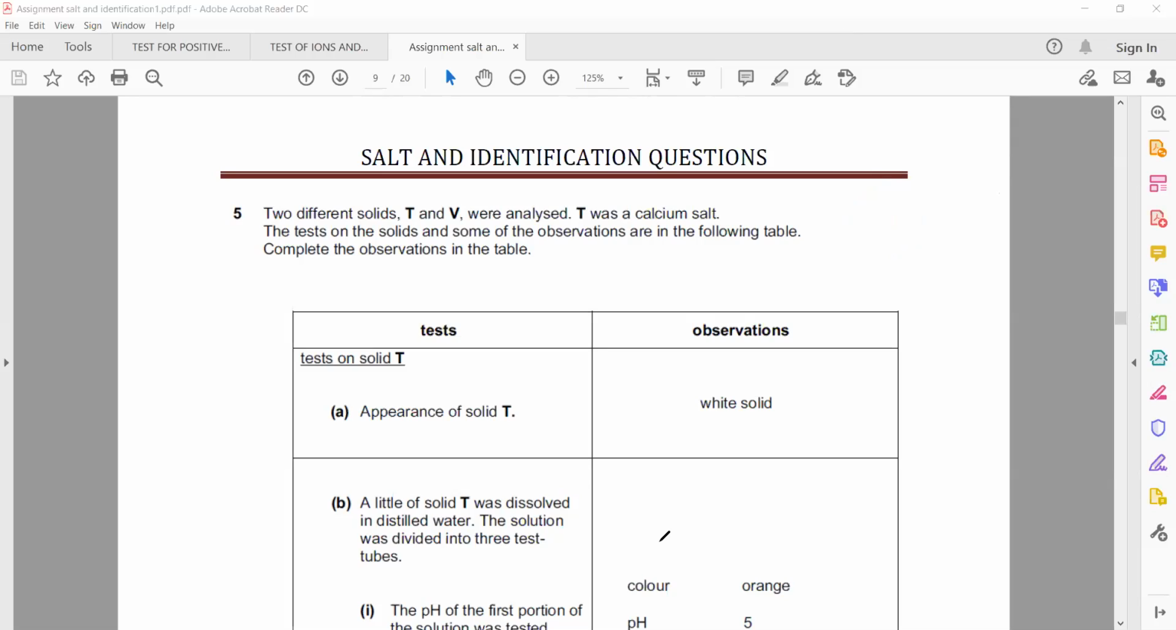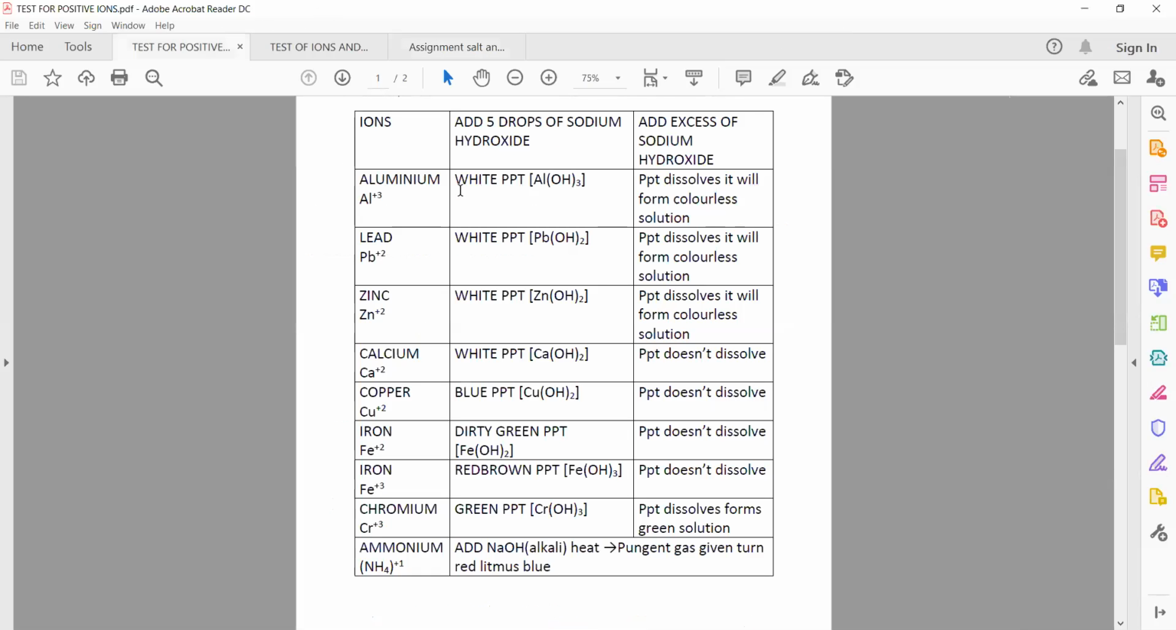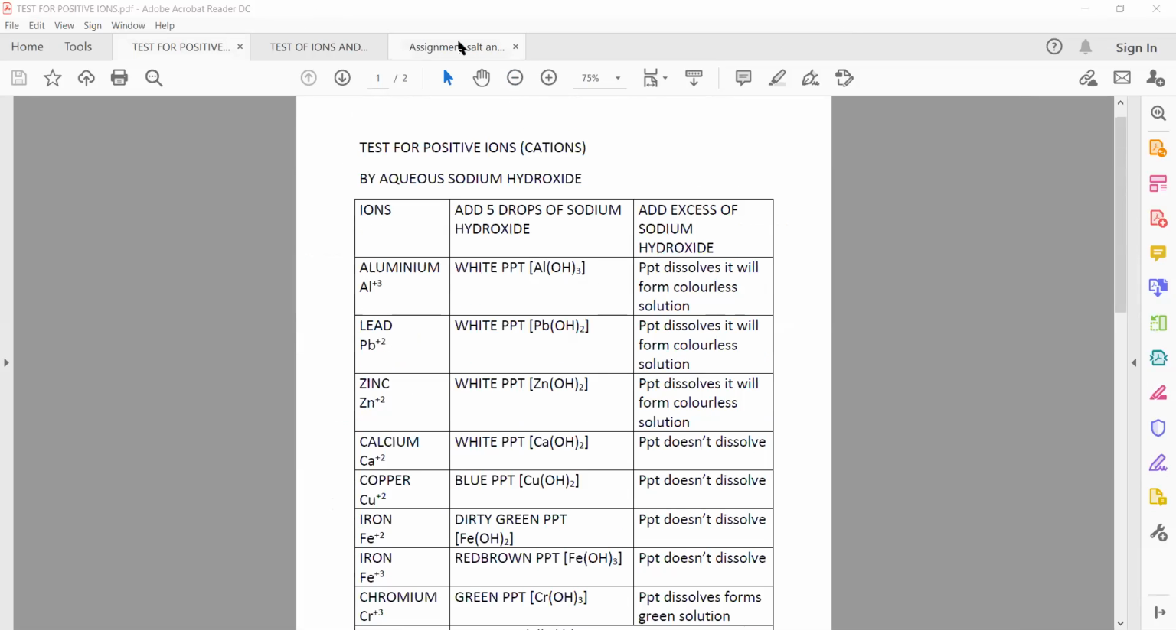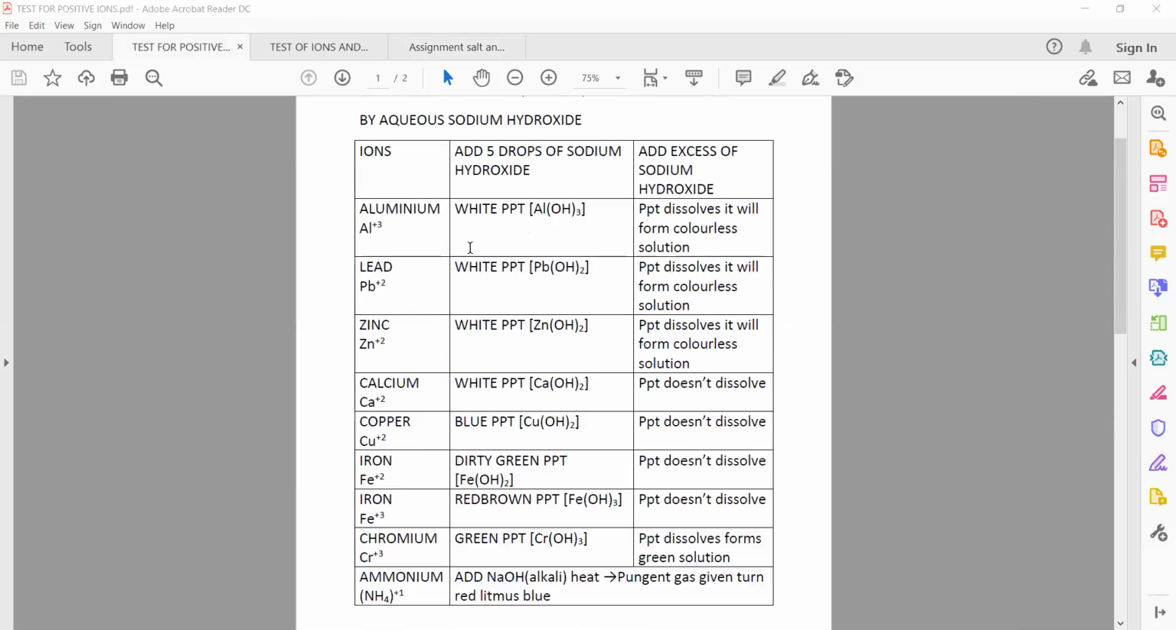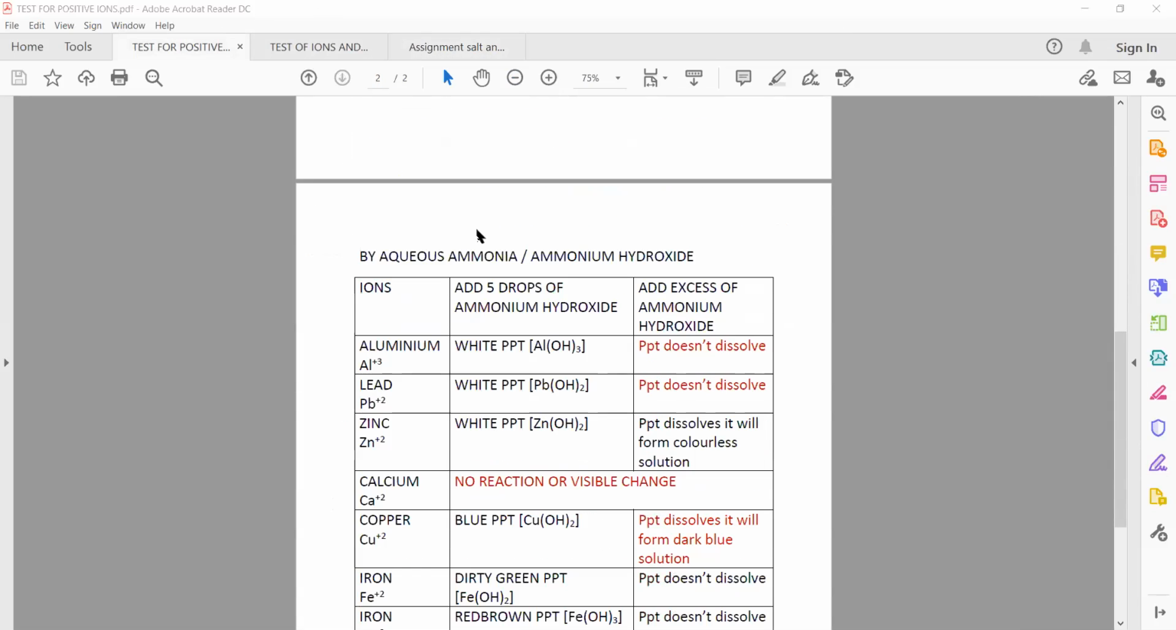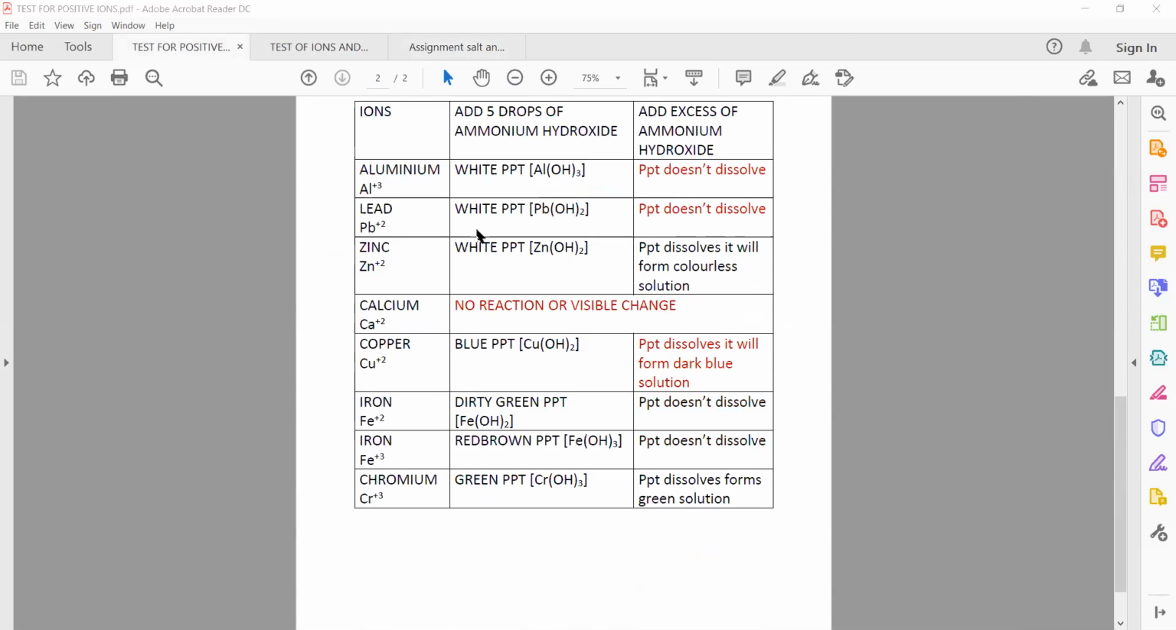Is it clear till now? The idea is how you will use this table. You have to memorize, you have to learn this table. So this is one of the tests for positive ion. You can add sodium hydroxide. There is also another test for positive ion, that's called aqueous ammonia or ammonia solution.